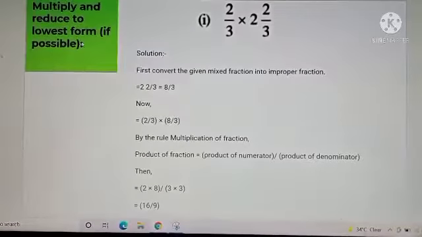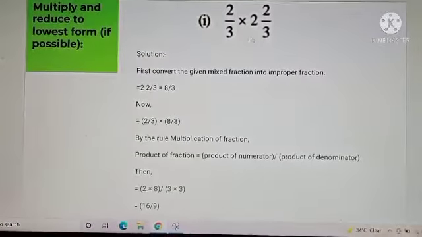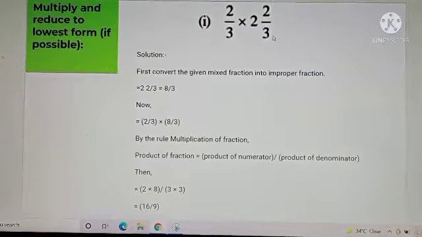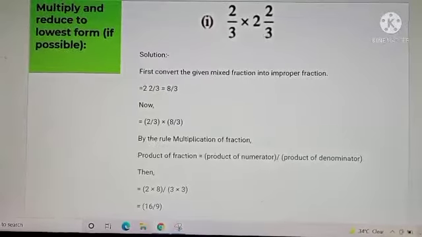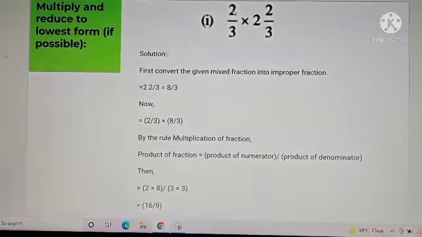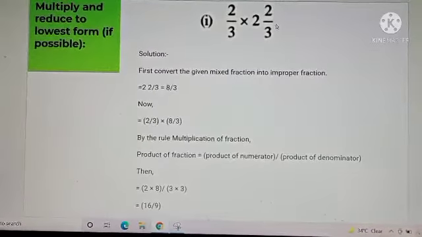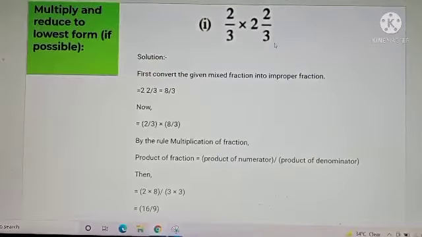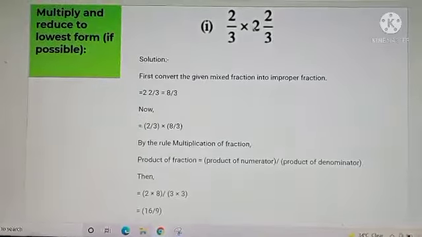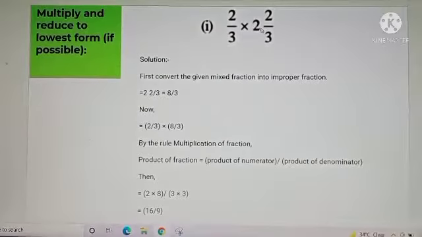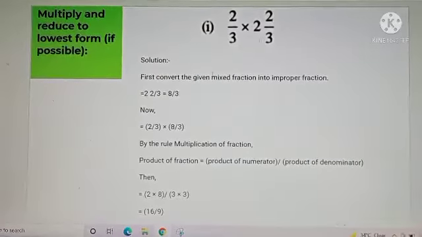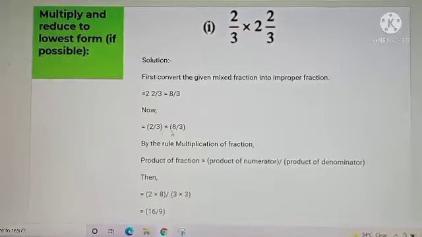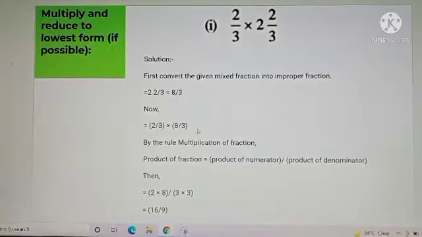Multiply and reduce to lowest form if possible. The question is 2 by 3 into 2 and 2 by 3. We have studied in the last class that while multiplying a fraction with a mixed fraction, we have to convert the mixed fraction into improper first. So 2 and 2 by 3: 2 into 3, 6. 6 plus 2, 8. 8 by 3. Now 2 by 3 into 8 by 3.